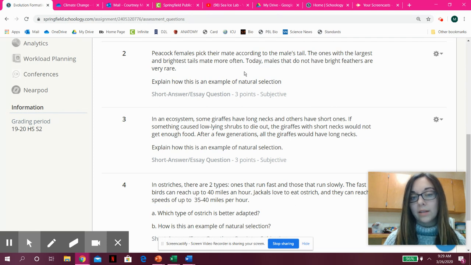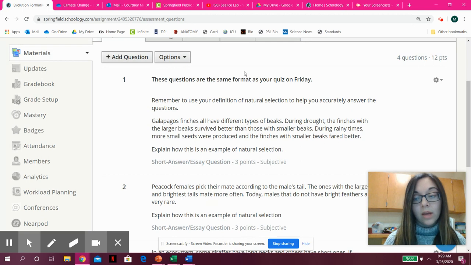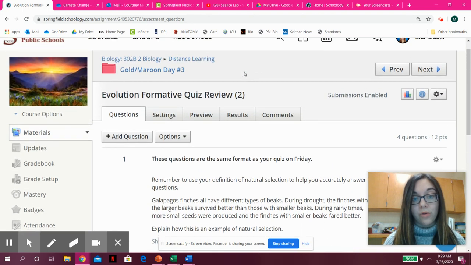In that scenario, you should explain, those with the brighter tails have the better trait. They survive to reproduce. Something along those lines. You'll submit that. I will give you feedback tomorrow. You need to look for that feedback, so you know that you're on the right track.